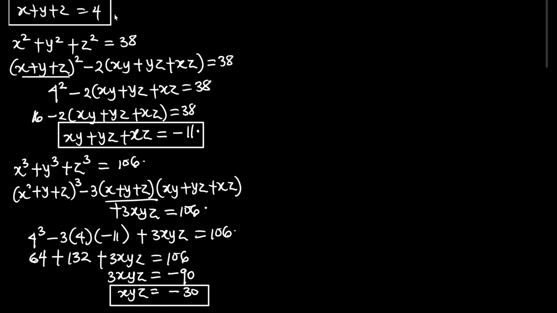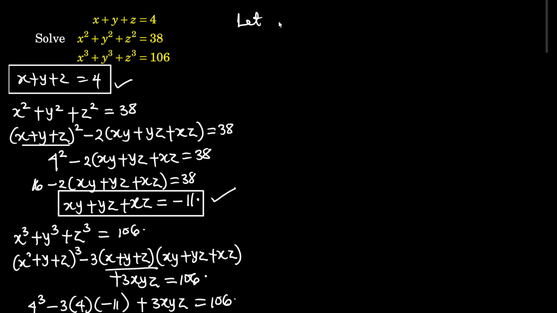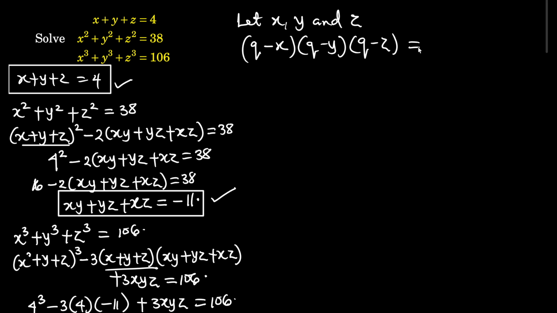So if you look at the first one, the second one, and then the third one, we can see that we have a kind of relationship we find in the symmetric roots of cubic polynomials. And so we can actually project x, y, and z as roots of some given cubic equation. So let's say that x, y, and z are roots of some cubic equation. It means that (q minus x)(q minus y)(q minus z) equals 0, now we are trying to form a new cubic equation.